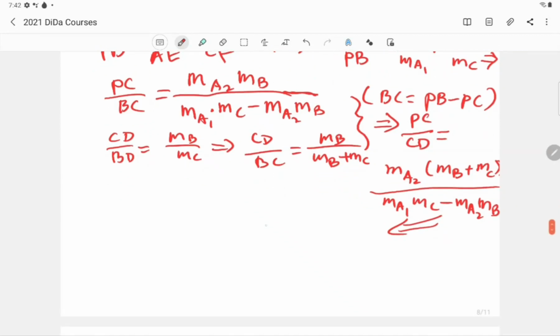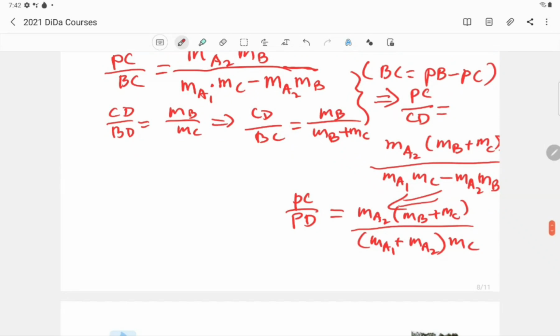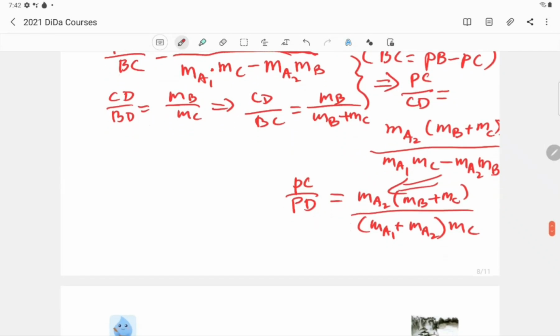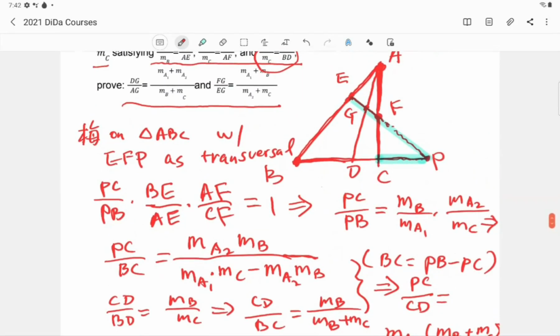you get PC over PD is equal to MA2 times MB plus MC over MA1 plus MA2 times MC. And then you use 2 more Menelaus.